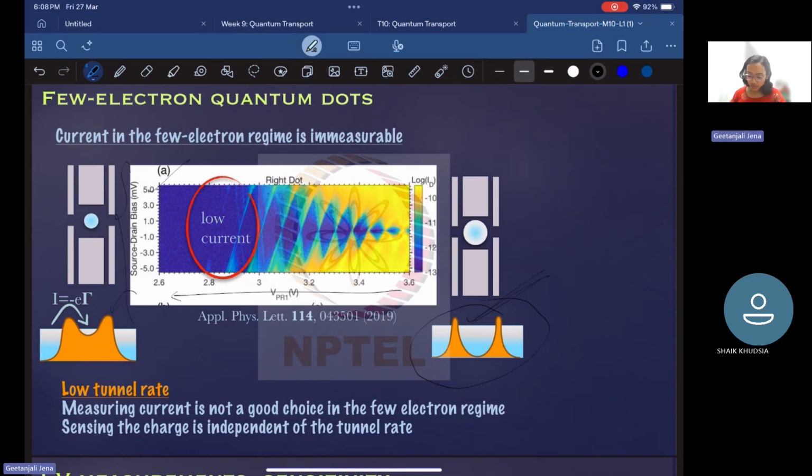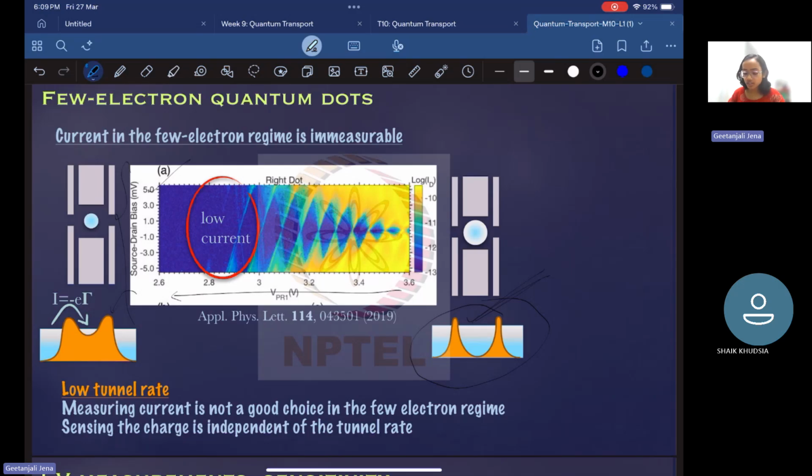So when we increase the gate voltage, the current will gradually decrease and reach a point where the current is not measurable by the device. In that case, instead of measuring the current through this quantum dot to detect the charging and discharging events, we can use sensors. The sensors can be a quantum point contact based sensor or a single electron transistor sensor. They are like an indirect method.